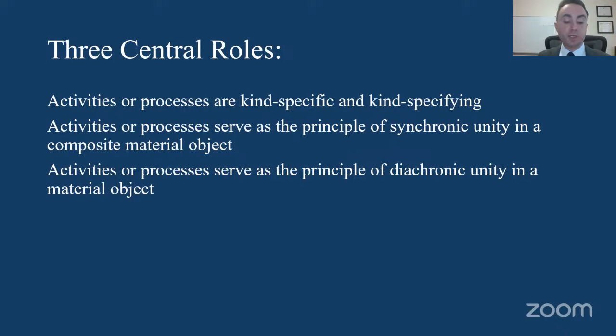The second major role that activities or processes play in this account is as a principle of synchronic unity in a composite material object. A material object is one thing by virtue of the singular activity or process in which its material parts are engaged. And it is only when those material parts are collectively engaged in the relevant activity or process that they compose something larger than themselves. Finally, activities or processes are also the principle of diachronic unity in a material object. On a hyloenergeic account of material objects, a material object is numerically the same material object at two different times by virtue of its matter being continuously engaged in the same activity or process throughout.